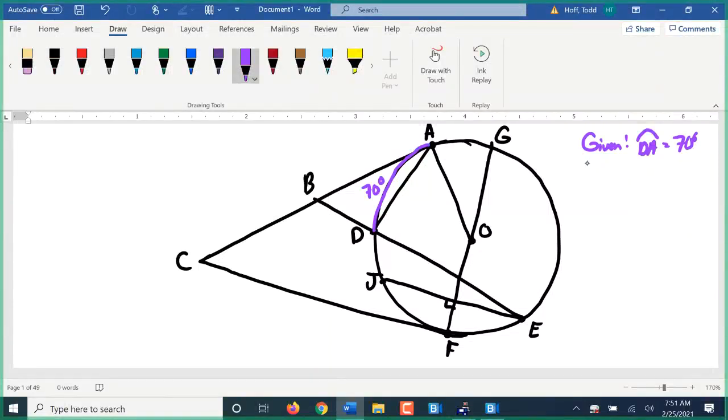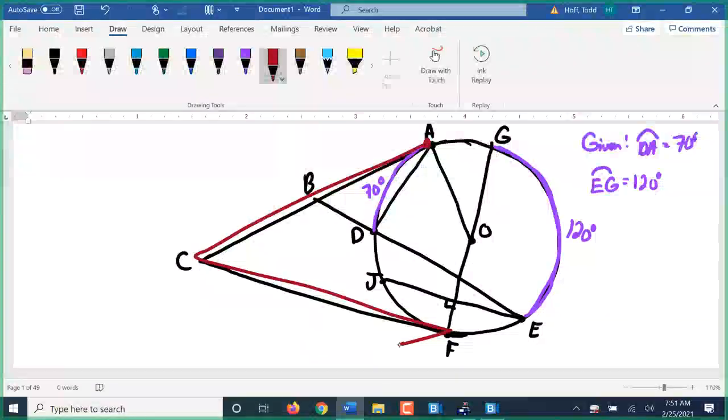I'm also going to give you that arc EG is 120 degrees. That means that from here to here, that's a 120-degree arc. I'm going to give you that angle ACF. So here's ACF. So we're talking about this angle right here is 30 degrees.